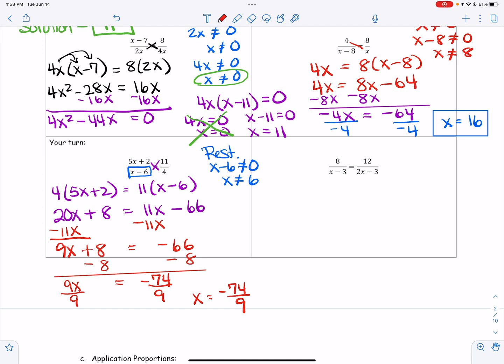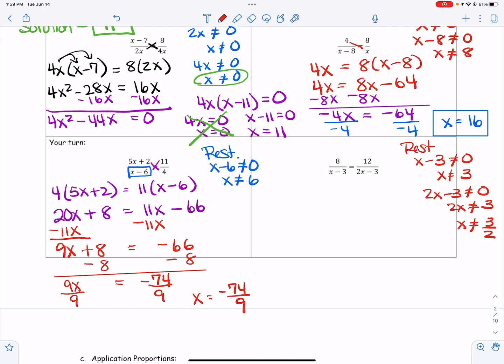All right, so the next one, we're going to do the same thing. Let's find our restrictions first. So x minus 3 cannot equal 0, so x cannot be 3. 2x minus 3 cannot equal 0, which says 2x cannot equal 3, which says x cannot be 3/2. So those are my two restrictions, positive 3 and 3/2.